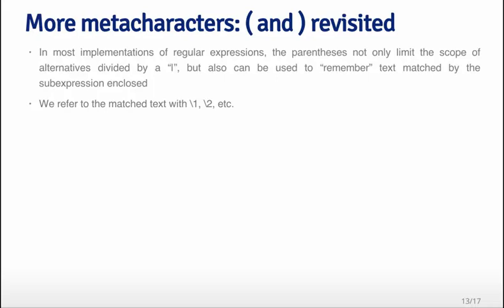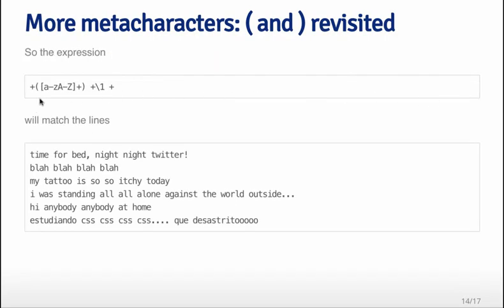In most implementations of regular expressions, the parentheses not only limit the scope of the alternatives provided by this or, but they can also be used to remember the text matched by the subexpression. We refer to the matched text with escaped numbers like escape 1, escape 2, and so forth. So for example, here what we're looking for is a space followed by at least one, but possibly more characters, followed by at least one space, followed by the exact same match that we saw within the parentheses.